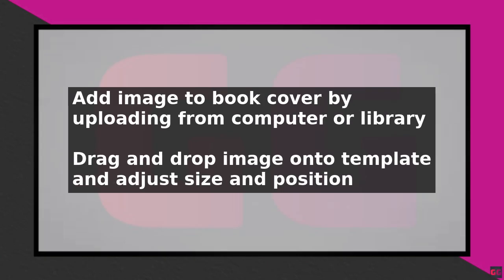When you're finished designing your book cover, click on the Download button and select the file type you need, such as PDF. If you're printing the book cover, you may need to choose a different file type, depending on your printer's requirements. Your book cover will be saved to your computer, and you can also access it again in your Canva account if you need to make any further changes.